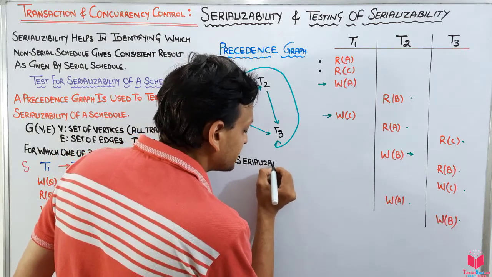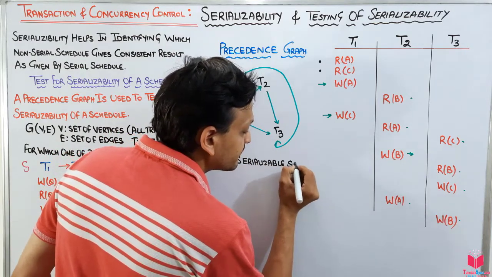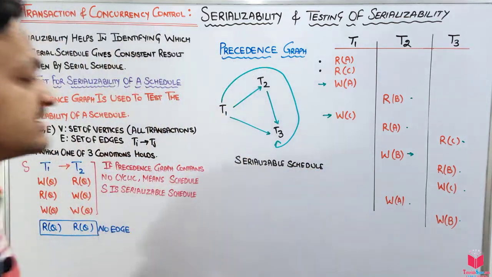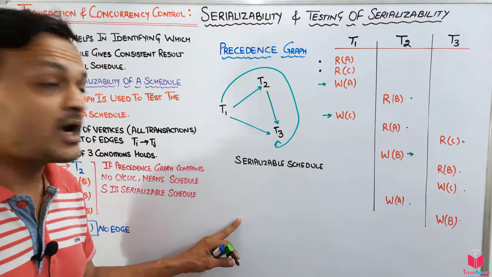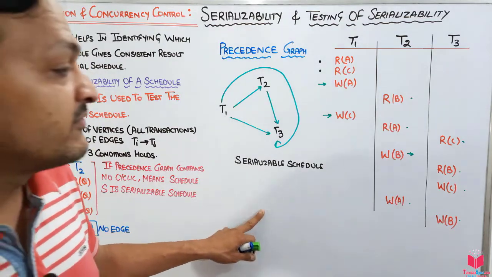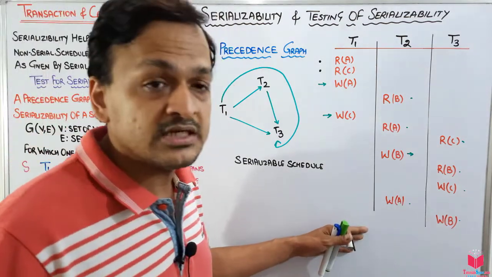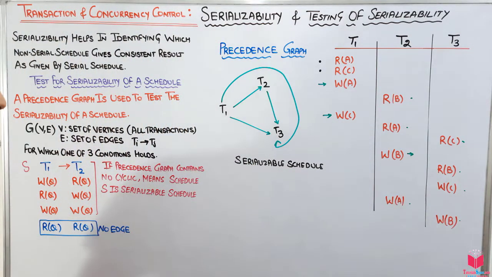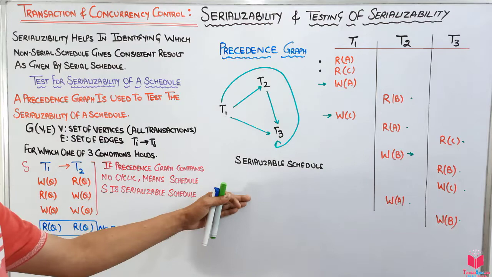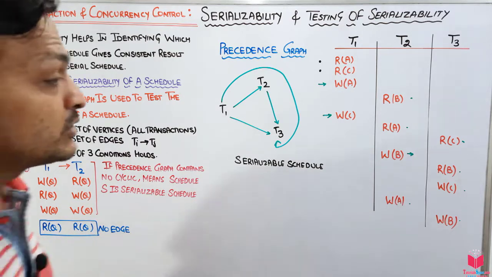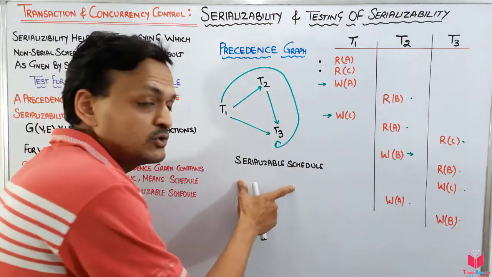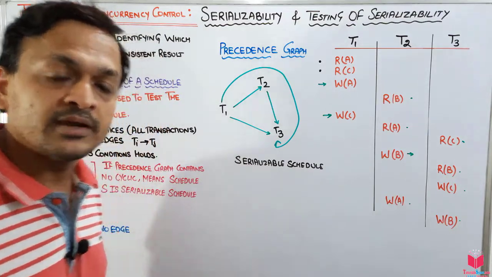Okay guys, so this is a serializable schedule, which says that the output or the consistent state will be the same after this transaction or after the serial schedule transaction. We will see how we can convert this schedule into the serial schedule in the next videos.